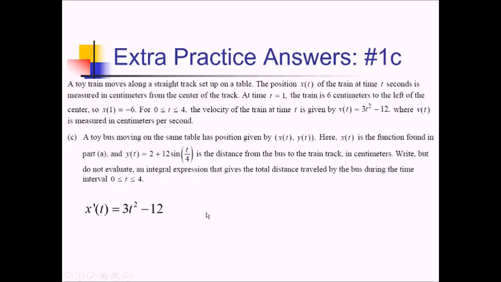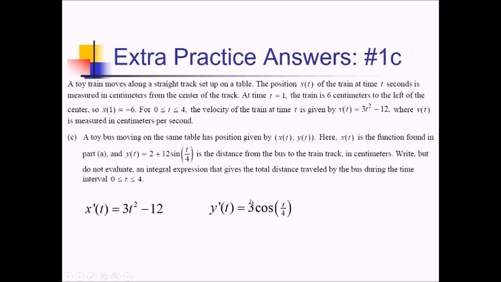All right, now how about y prime? Well, that we just directly differentiate the y function here. 2 goes away. We've got, let's see here, 12 cosine of t over 4 times a tail of 1/4. So that's going to be 3 cosine of t over 4. So we've spelled out x prime, y prime.